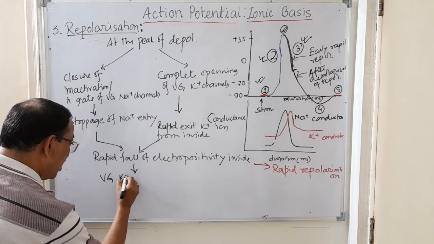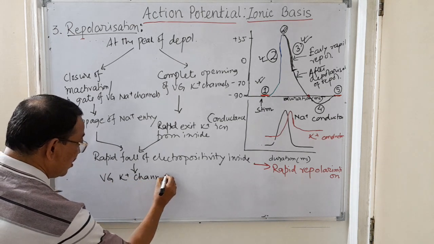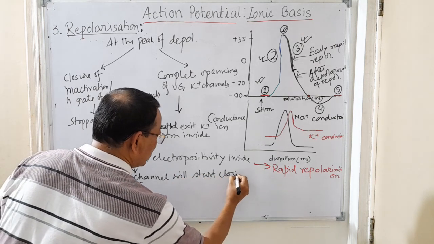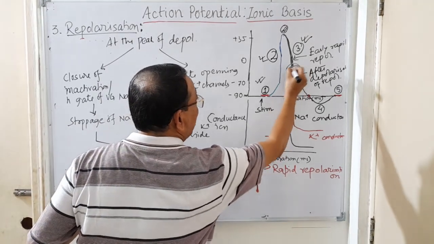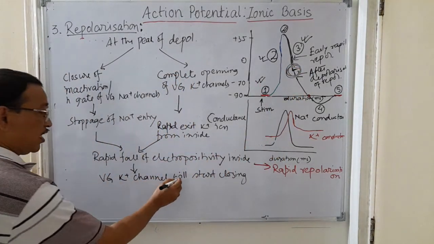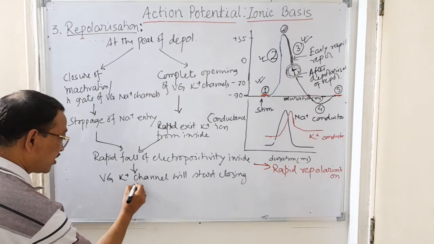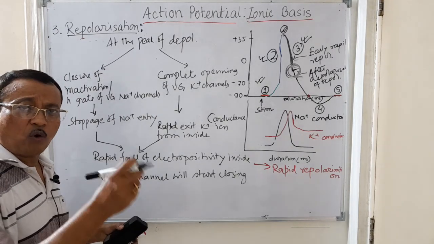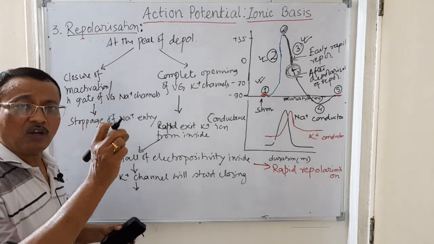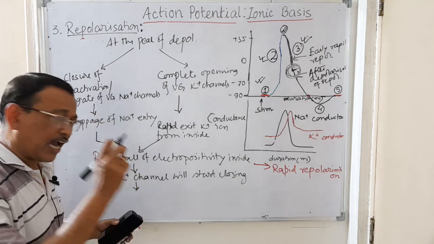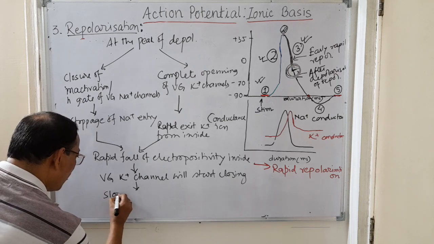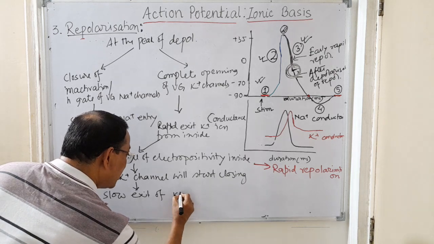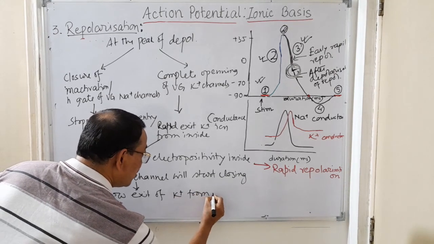Now what's happened? In the meantime, the voltage gated potassium channels will start closing. So at this part, the voltage gated potassium channels will start closing. As they close down, obviously the diameter of the pore through which potassium ion will pass will be reduced, and that results in the slow exit of potassium ion from inside.